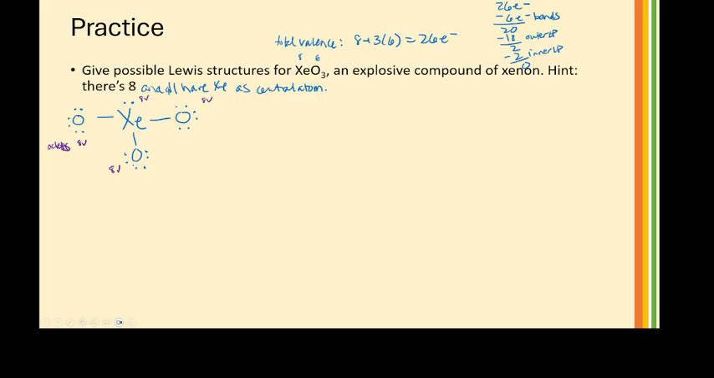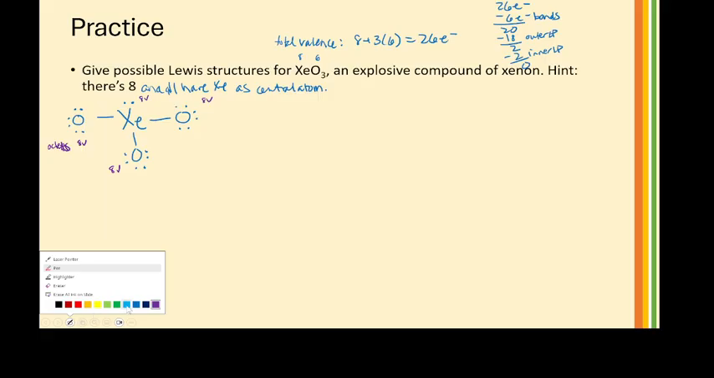Okay, this is a great structure. There's nothing wrong with it. It has the right total. Everything has octets. The only reason why I'm going to make more structures is because it said, give all the possible Lewis structures and hint there are 8. So how could I make another Lewis structure?